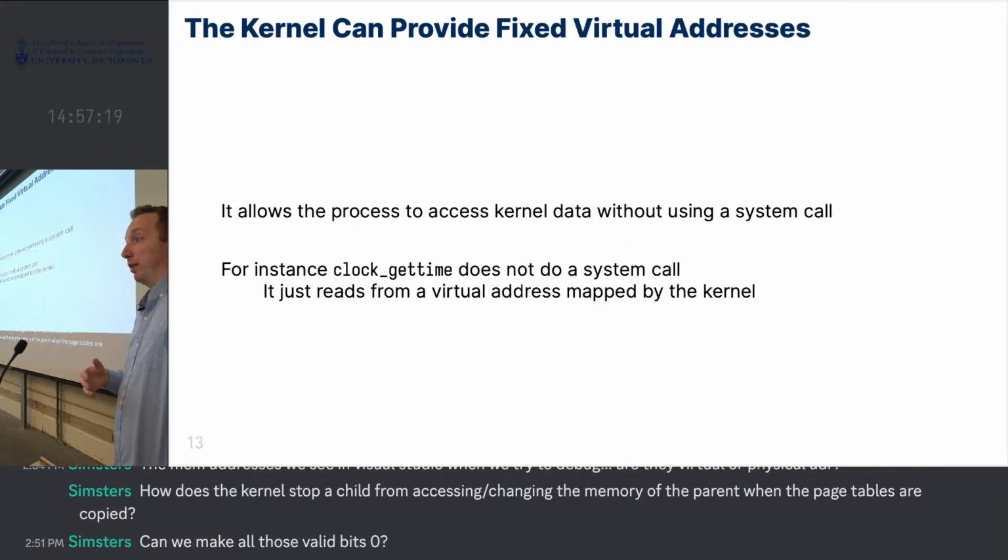So what the kernel does to make it really fast is typically you're only reading information, so it will pick a known virtual address and map it as read-only into every process's address space. And that way, if you know this magical address and where to read memory from, you can read the current time without having to do a system call. So that's how things like clock get time work and why it's so fast.